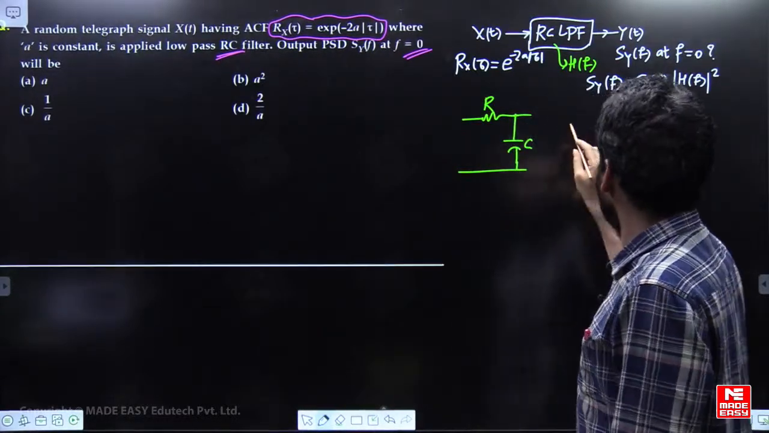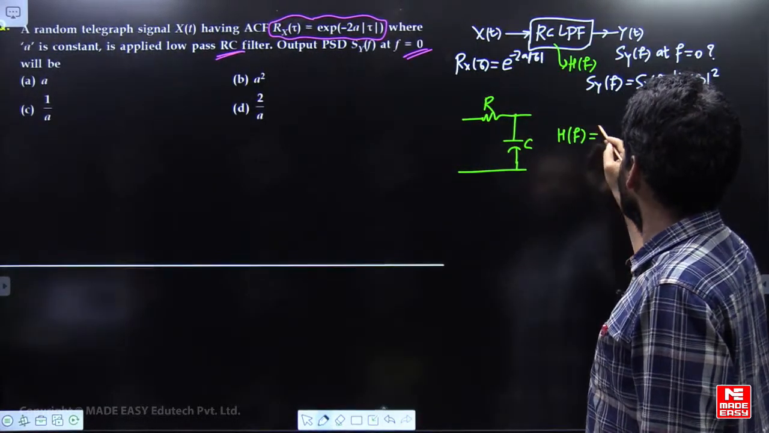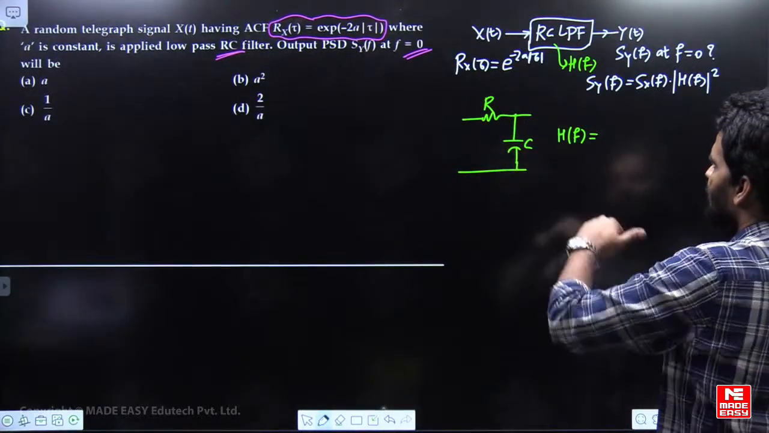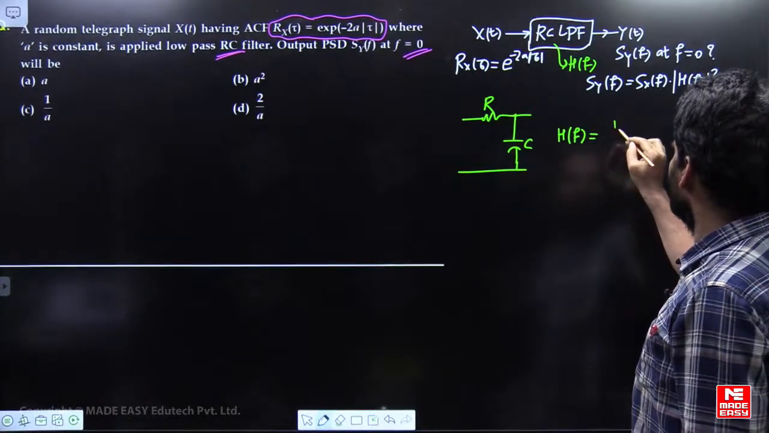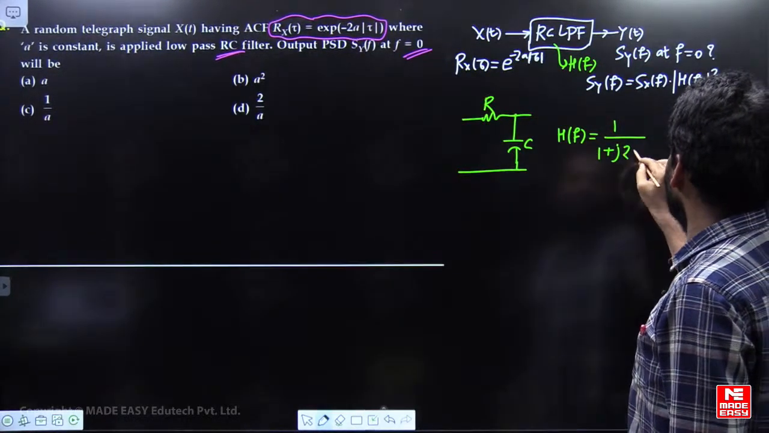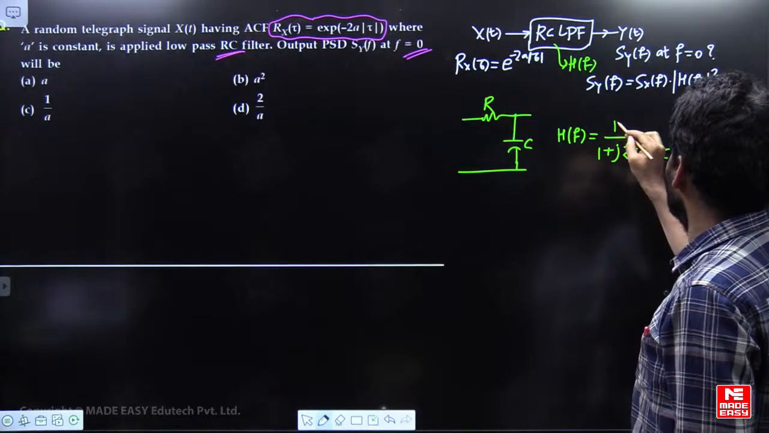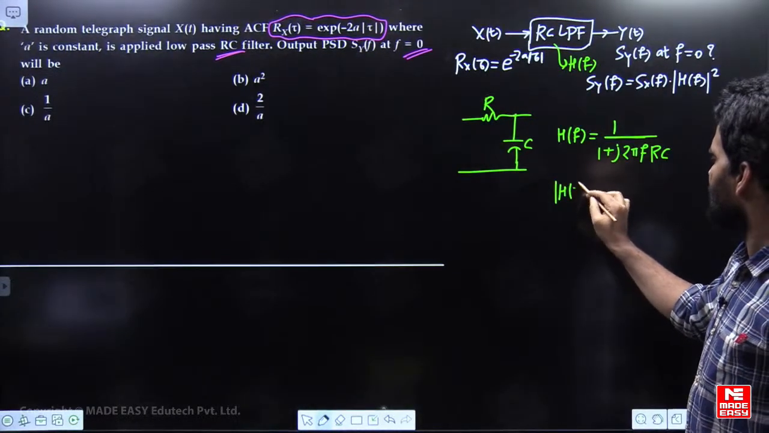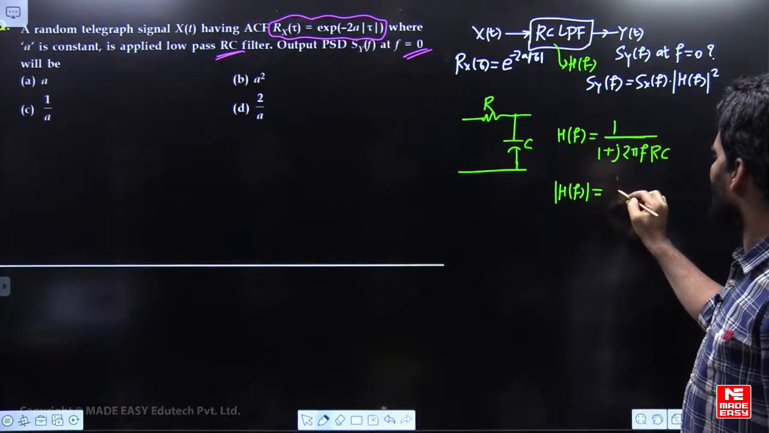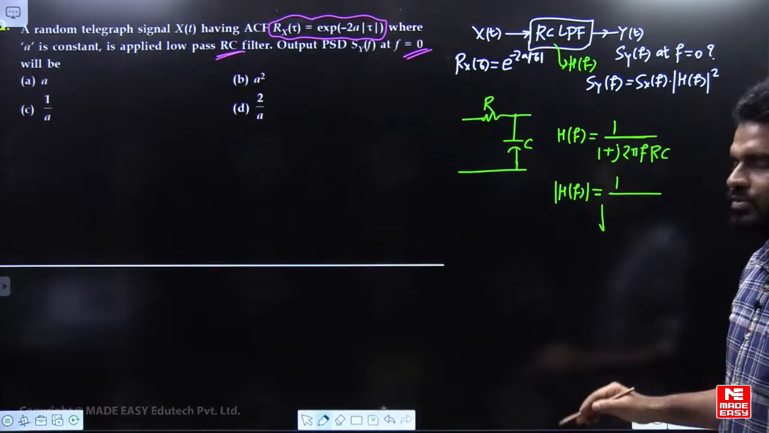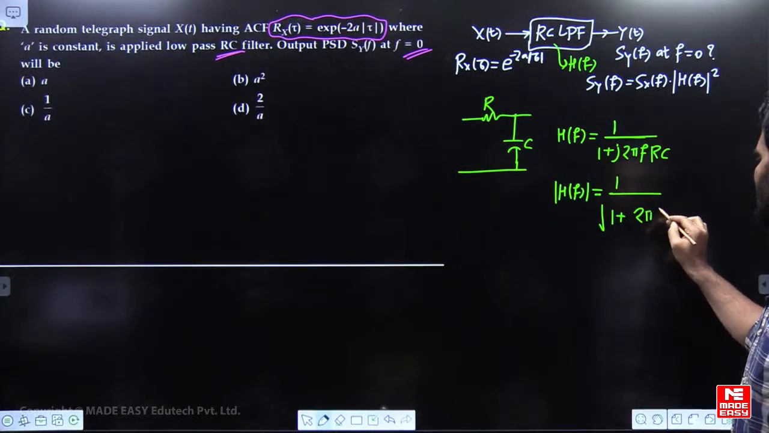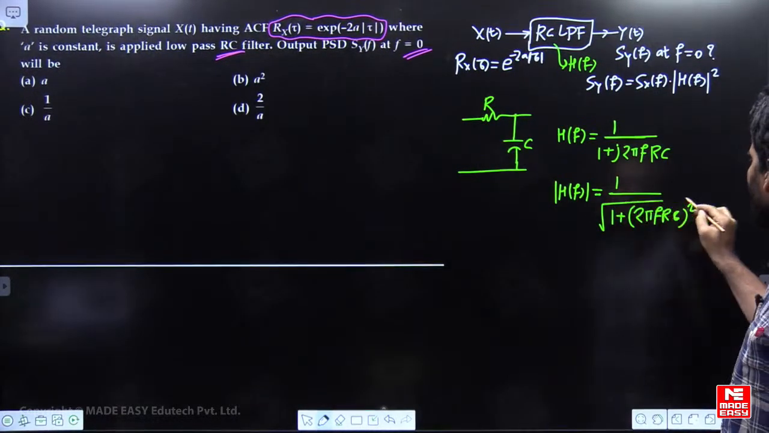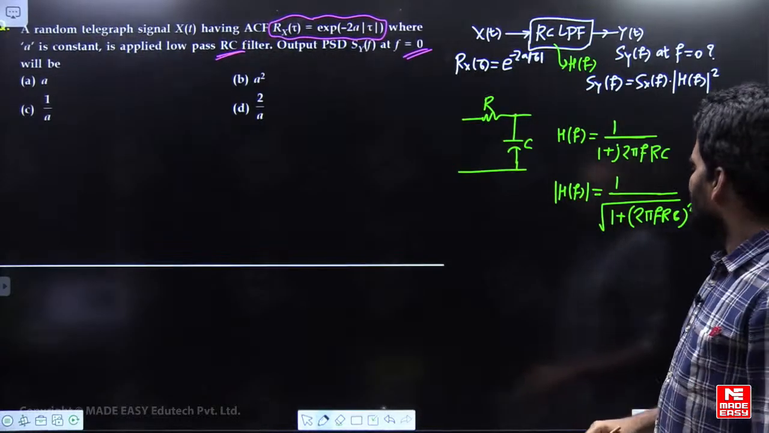So what is the transfer function of the RC low pass filter? H(f) is, from the voltage division rule, 1 upon j omega C divided by R plus 1 upon j omega C. So it is 1 by 1 plus j omega RC, where omega means 2 pi f. Then what is mod H(f)? Mod H(f) is 1 upon root over 1 plus (2 pi f RC) square.